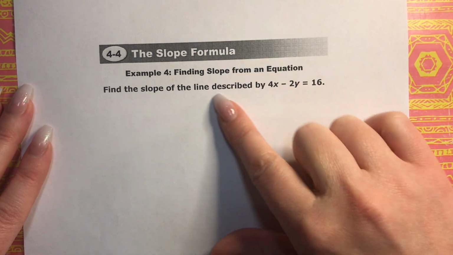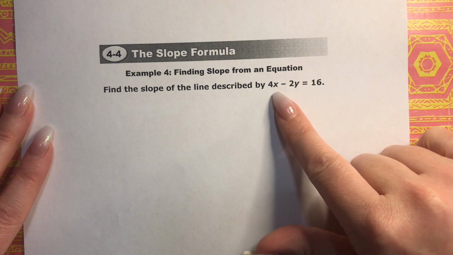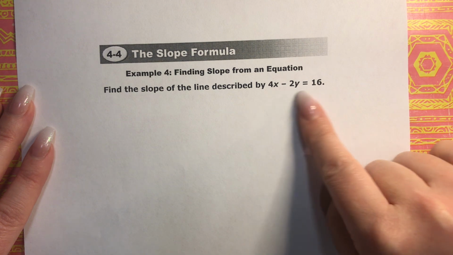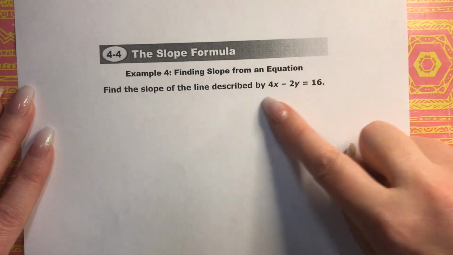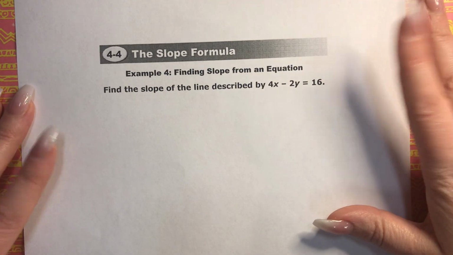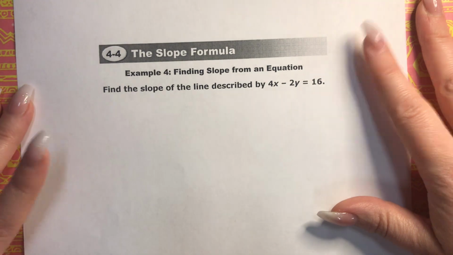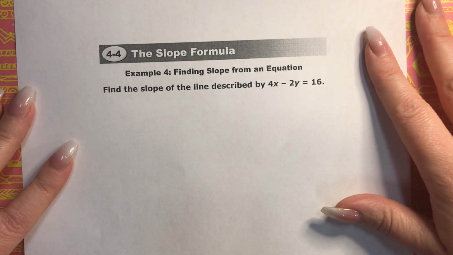We're going to find the slope of a line described by this equation, 4x minus 2y equals 16. And remember, this is in standard form, right? So the slope formula, we need 2 points. Do we have 2 points? We do not have 2 points. So what are we going to do? How are we going to use the slope formula to find the slope?